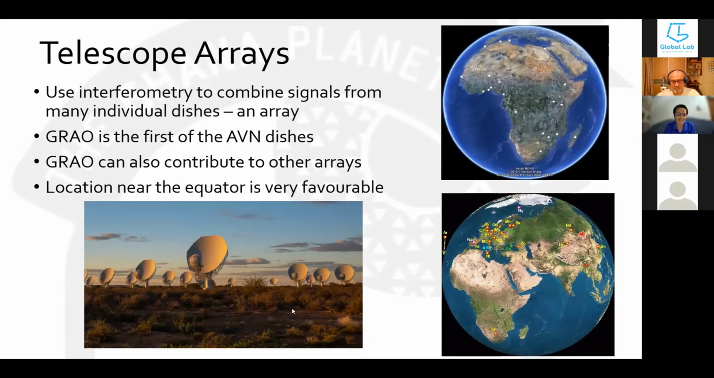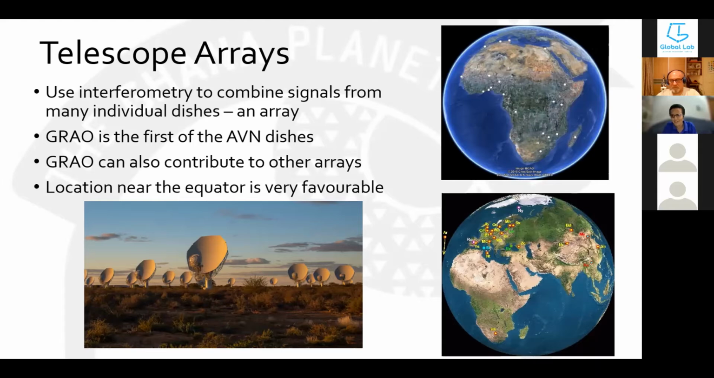So down here, apologies, I don't have the credits. This is the MeerKAT array in South Africa. And basically by combining all these single telescopes together, it's like the equivalent of one huge telescope and you get incredible, incredible results. So the idea is that eventually there will be an all-African array.